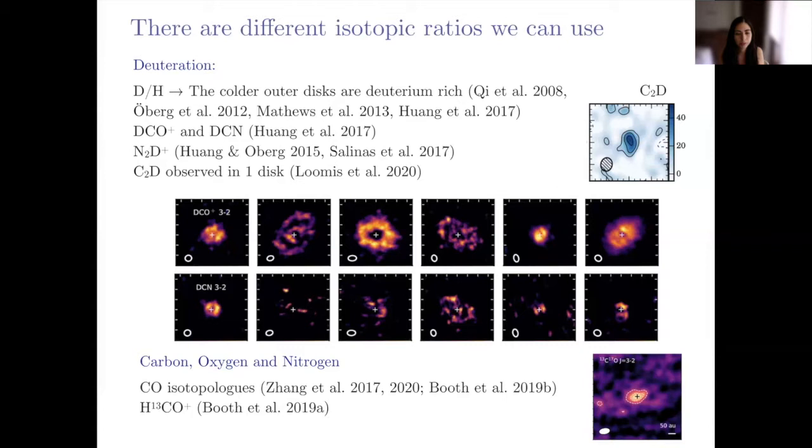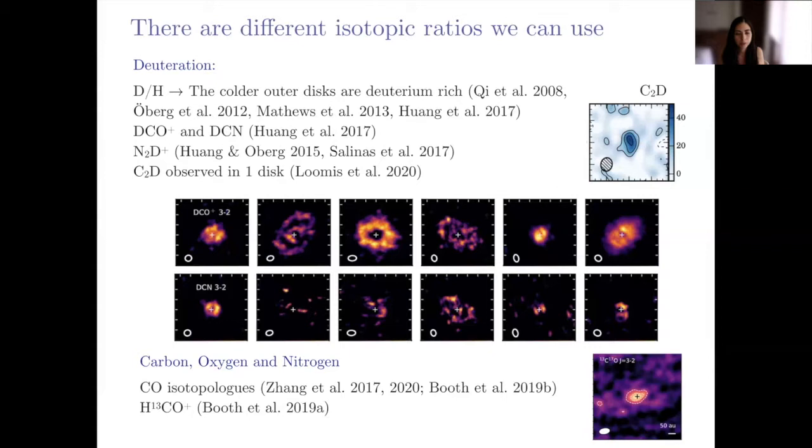There have been several isotopologs of CO detected in disks, including the very rare 13C17O by Alice Booth last year. But unfortunately, CO is present everywhere in the disk, so it's very hard to actually measure differences between the abundance of these isotopologs. The other fractionation ratio that we can measure is in nitrogen, in particular HCN and CN. These are the molecules that I will focus on for the rest of the talk.